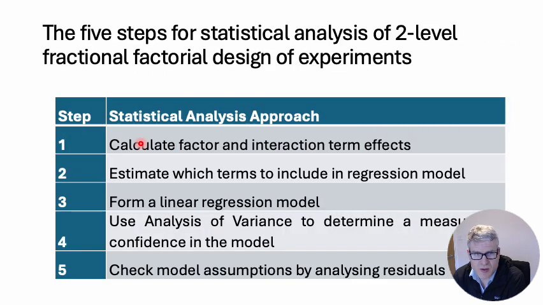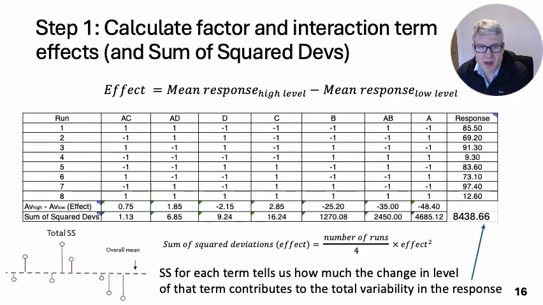Then we're going to go through the 5 steps in order to do the analysis, and I hope that you'll agree that it is actually very straightforward. So the first step, and arguably the most complicated, is to calculate the factor and interaction term effects and their sum squared deviations. So what does all that mean?